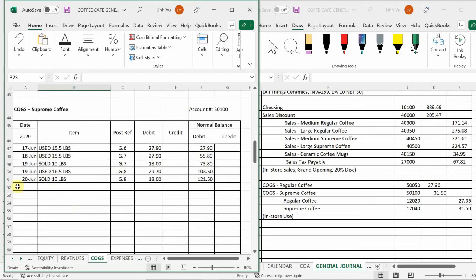Supreme coffee. We used 31.50. All right. So what's my grand total? 153 even. Okay, good.